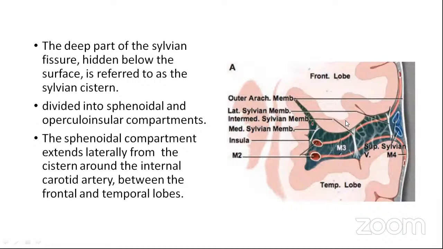The deep part of the Sylvian fissure, that is the one which is not visible on the surface and can only be seen once we apply the retractors, is hidden below the surface and is referred to as the Sylvian system. It's divided into a sphenoidal component and an operculo-insular component. As we can appreciate, the sphenoidal compartment would be the one which will be present inside, and the operculo-insular compartment will be superficial. The sphenoidal compartment extends laterally from the cistern around the internal carotid artery and between the frontal and temporal.